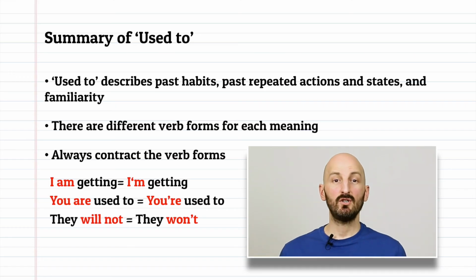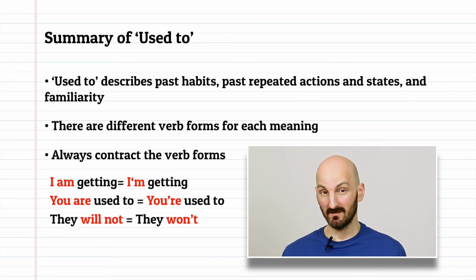So, a last note on English pronunciation, we always contract the verb forms. For example, I would walk to work becomes I'd walk to work, and I am getting used to living in London becomes I'm getting used to living in London. These contractions are common when speaking and writing, but of course informal when writing. So, to summarize, used to can describe past habits, repeated past actions and states, and familiarity. We use a different verb form for each different meaning, and remember to always contract your verb forms.